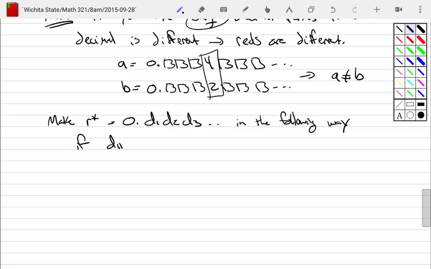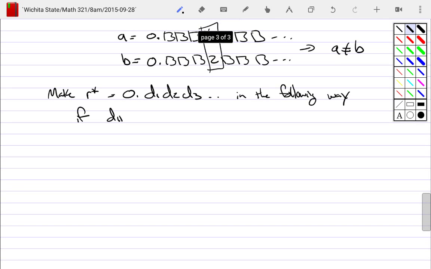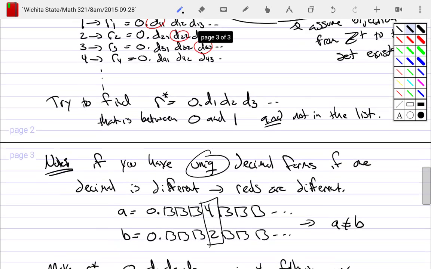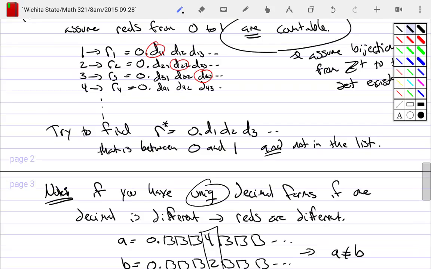If d11 equals... and now here's my technique. My technique is the following. I look up here. I'm going to make my first decimal not d11, and not 0 and not 9, because 0 and 9 are bad, right? So I need to pick something that's not d11, not 0, and not 9. How can you do that? Well, one way to do that is to literally say, pick d1 to be not d11 and not 0 and not 9. You could actually just say that, right?